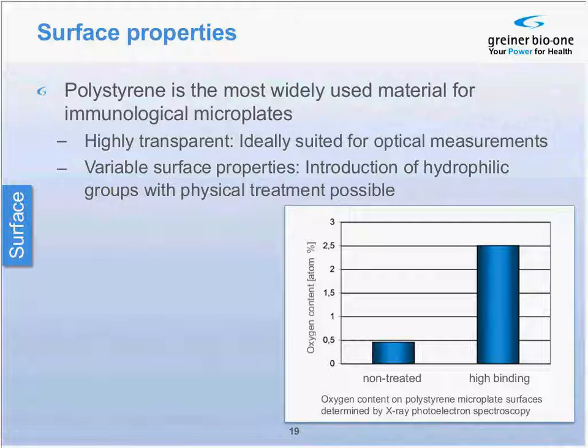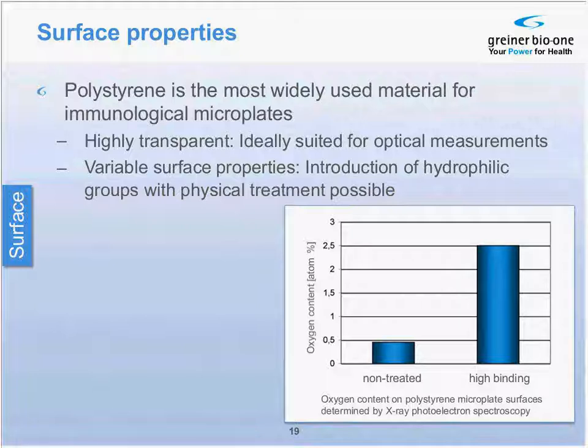A very important plate feature when it comes to assays based on immobilization is the surface property of a microplate. Polystyrene is the most widely used material for immunological microplates, highly transparent and therefore ideally suitable for optical measurements. Polystyrene is by nature a relatively hydrophobic material. However, its properties can be modified by a physical treatment to introduce hydrophilic groups to the plate surface. Hydrophilic groups are beneficial for the binding of polar biomolecules and biomolecules with polar regions.